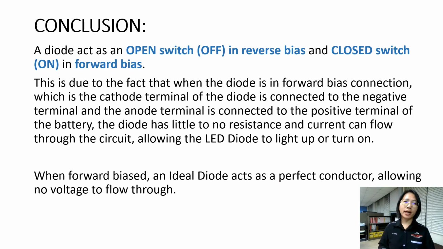As a conclusion, a diode acts as an open switch or off in reverse bias and closed switch or on in forward bias. This is due to the fact that when the diode is in forward bias connection, which is the cathode terminal of the diode is connected to the negative terminal and the anode terminal is connected to the positive terminal of the battery, the diode has little to no resistance and current can flow through the circuit, allowing the LED diode to light up or to turn on. When forward biased, an ideal diode acts as a perfect conductor, allowing no voltage drop across it.